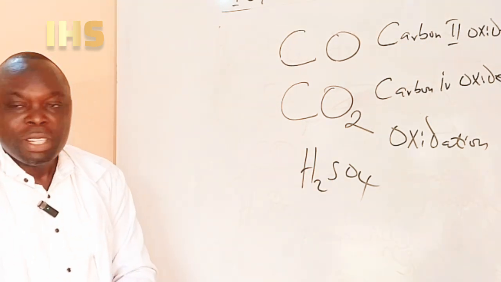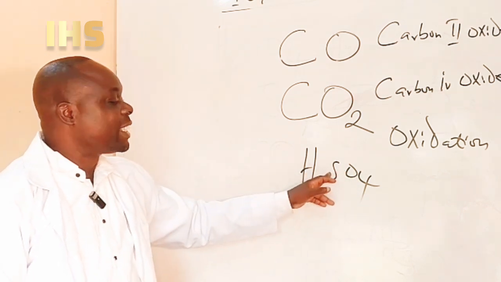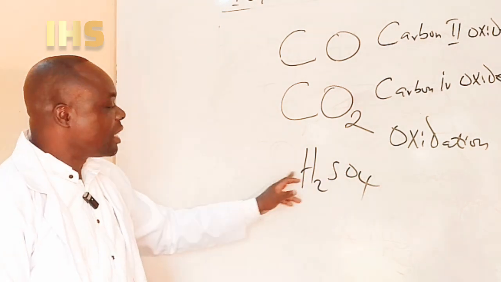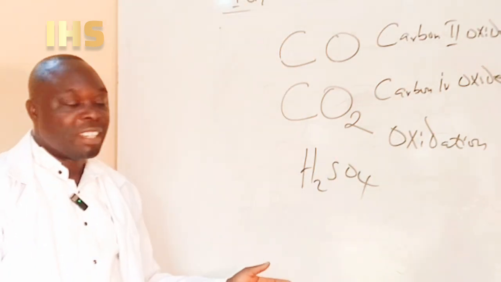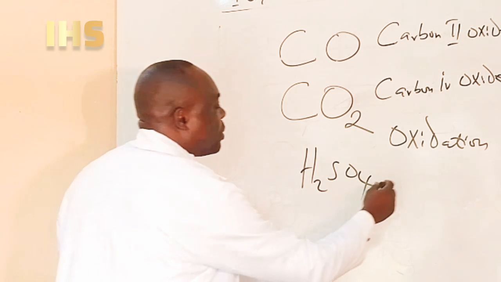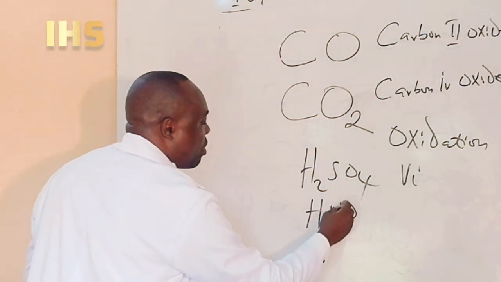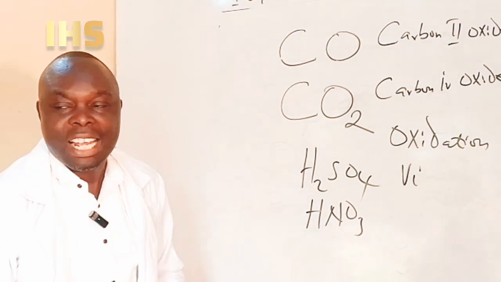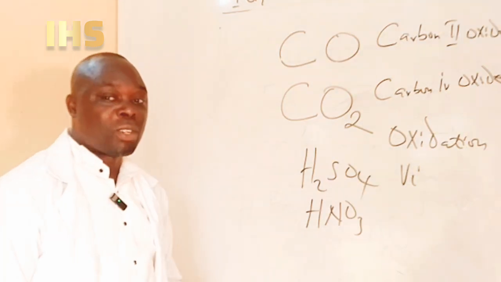But now it is called hydrogen tetraoxosulfate 6 acid. Hydrogen tetraoxosulfate 6 acid. So that's 6. That 6 they put there is what I will teach you to know why. This one, HNO3, is called nitric acid in the old name.